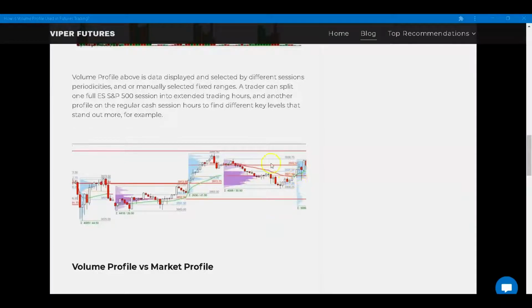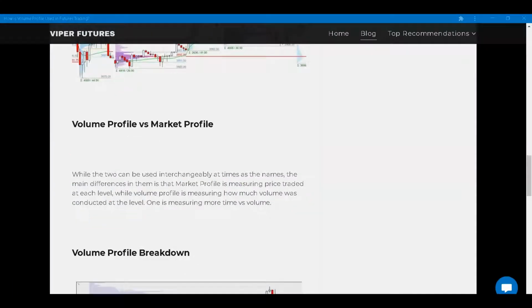As we get into the day session, then you can prepare. So I use this as a different angle to look at a couple of profiles within one whole day session, but I'm splitting them between extended and regular trading hours. And so this is my 30-minute profile chart. Volume profile versus market profile.